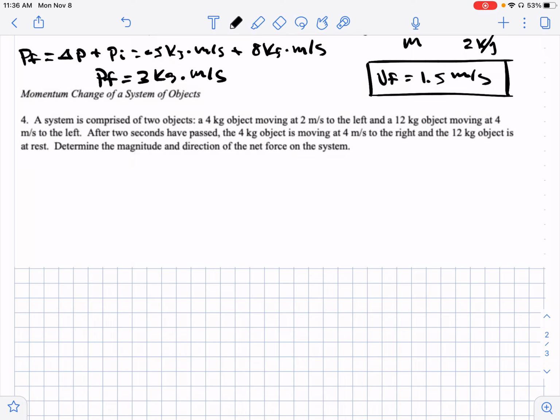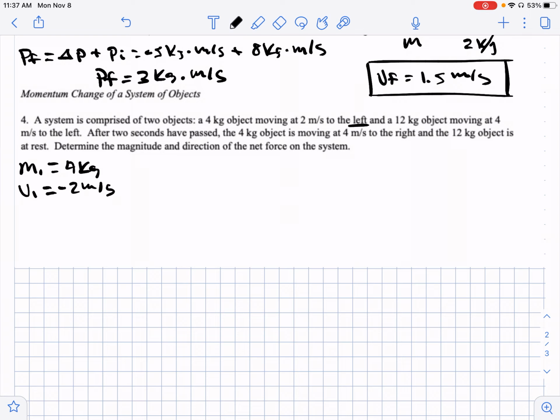And it says first that we have a 4 kilogram object moving at 2 meters per second to the left. And so this one, we're going to have a lot of different numbers, so we're just going to write this out as we're going through it. So I'll call that M1 is equal to 4 kilograms. And the initial velocity, V1, since it's to the left, we'll call that negative. So we got -2 meters per second.